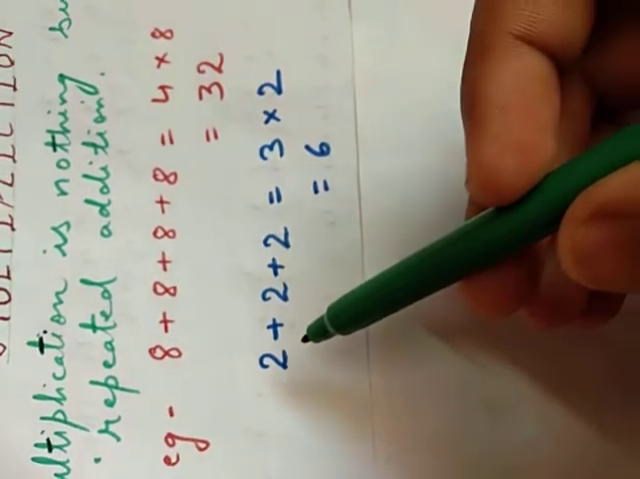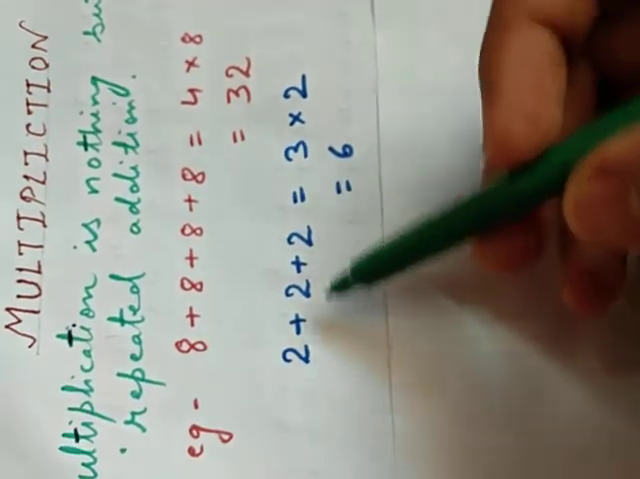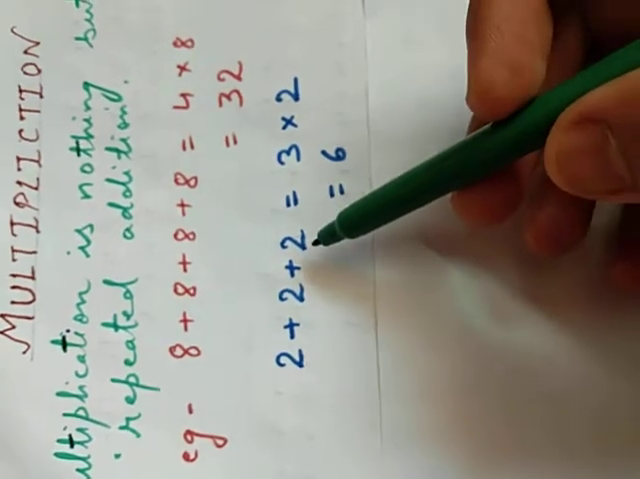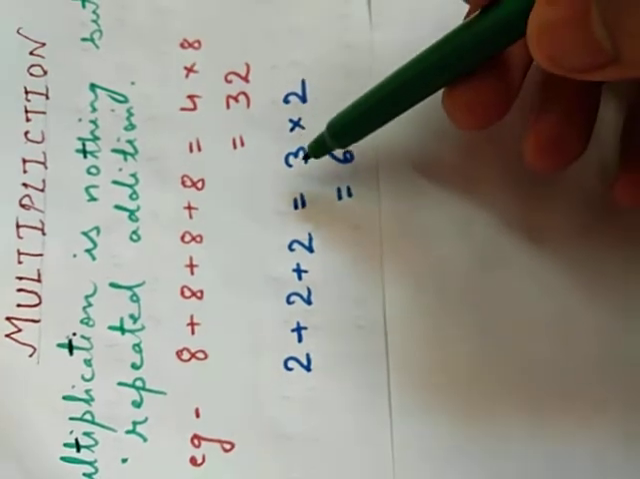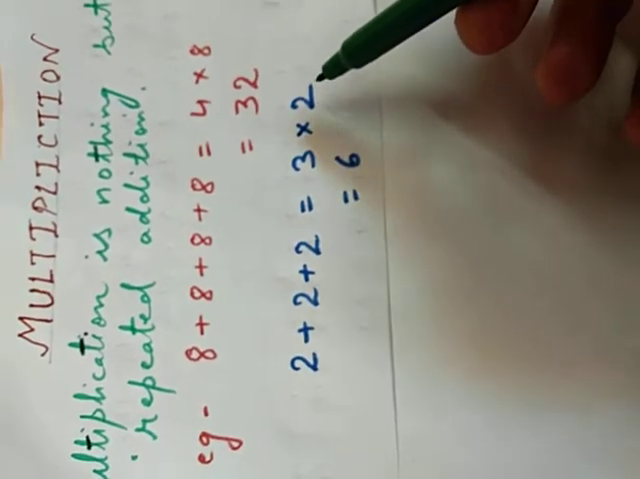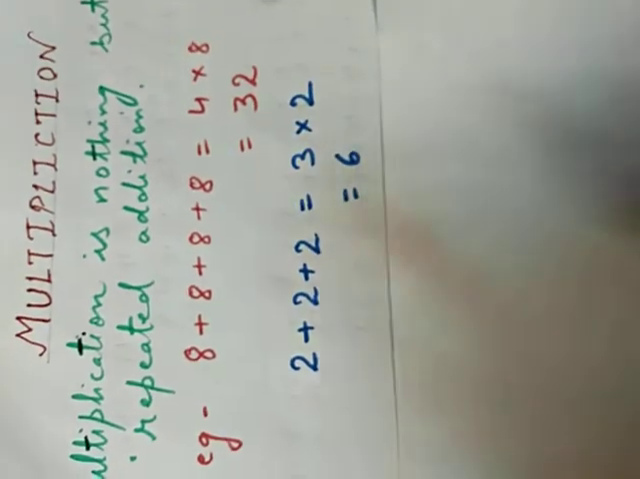Here is one more example. 2 is added 3 times. That is 2 plus 2 plus 2. So we can write it as 3 times 2. That means 3 multiplied by 2. We will get 6. 3 multiplied by 2, 3 2s are 6.